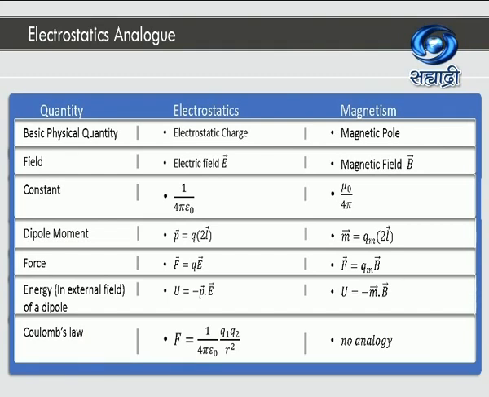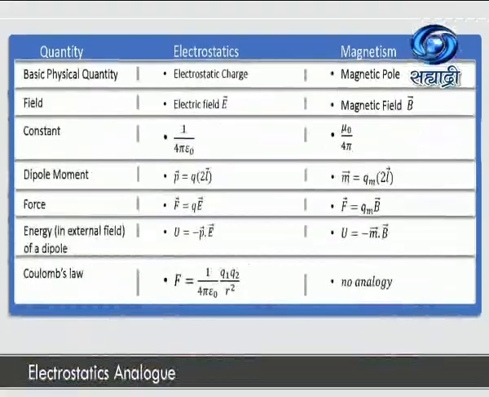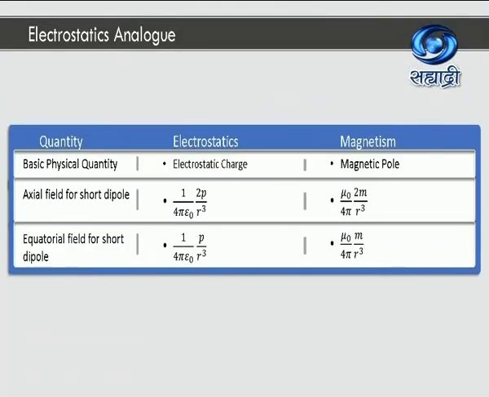The force of attraction or repulsion between two charges is given by Coulomb's law and it is equal to 1 upon 4 pi epsilon 0 Q1 Q2 upon R square. There is no such analogy to explain magnetism. I will explain which formula governs the rule in magnetism and magnetic fields due to electric current a few minutes from now. There are two more analogical physical quantities.